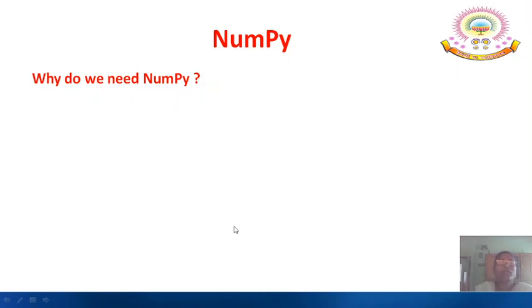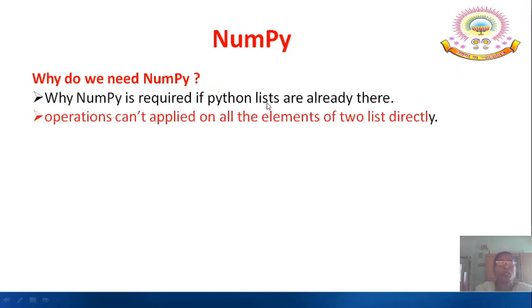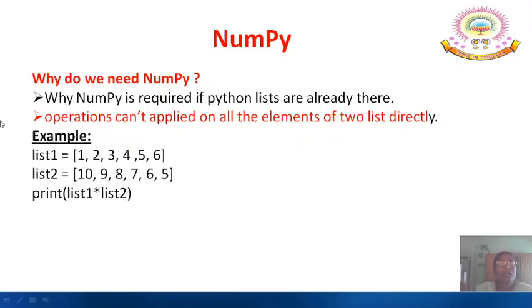So why do we need NumPy? Actually, we have lists in Python. NumPy is also a kind of list, but what is the difference between NumPy and Python list? In a Python list, you cannot perform certain operations, like operating on all the elements of two different lists. For example, let us suppose we have two lists.